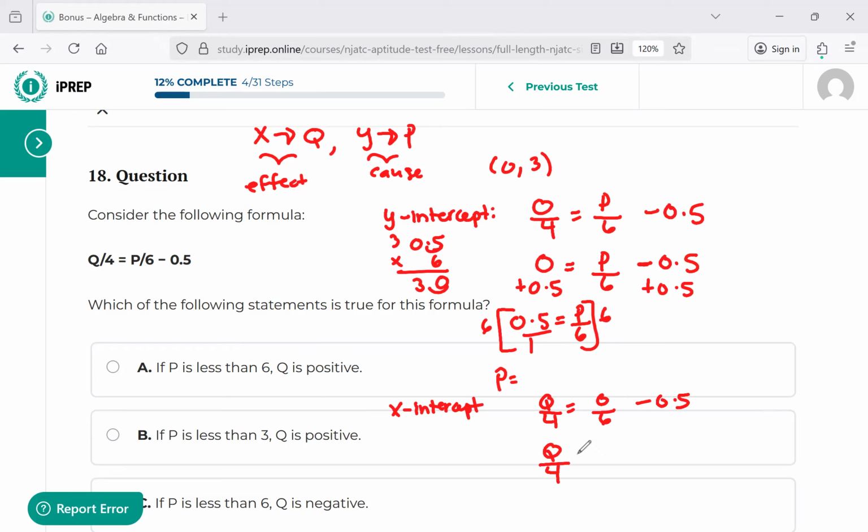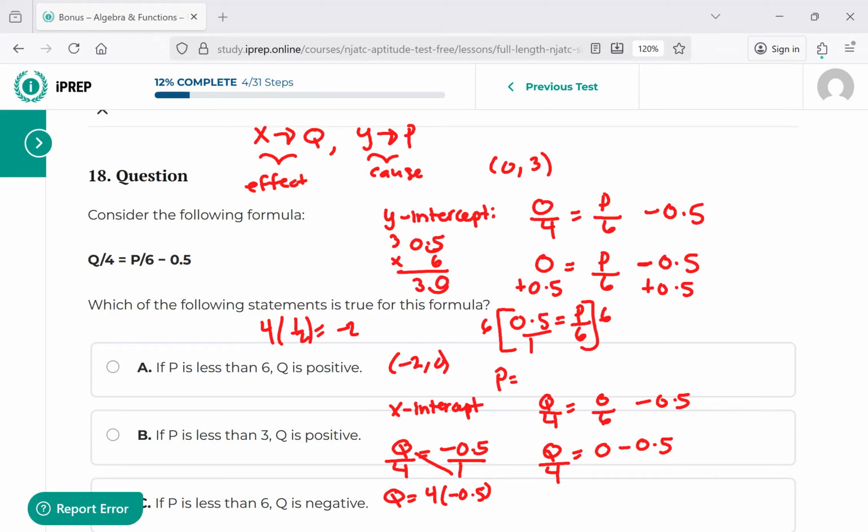So it's q over 4. 0 over 6 is 0, so it's 0 minus 0.5. You get q over 4 equals negative 0.5. Cross multiply, so it's q equals 4 times negative 0.5. 0.5 is the same thing as 1/2, so it's negative 2. So we have an x-intercept at (negative 2, 0). Let's draw our Cartesian plane, and you'll see why we did this method.